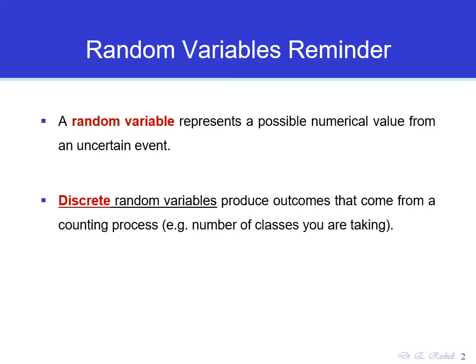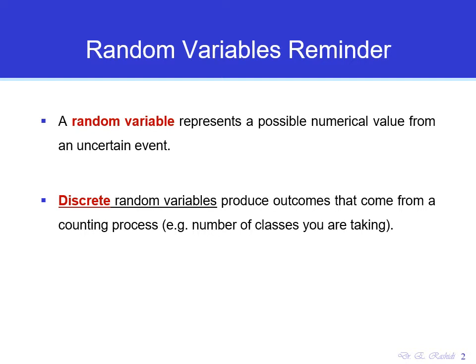Why is it discrete? Because the number of classes can be only 0, 1, 2, 3. It cannot be 2.3, it cannot be 3.5, it cannot be 4.9, right? So it has to be a whole integer number. It has to be discrete. That's why we call it discrete, and you can count them, right? So these are called discrete random variables.